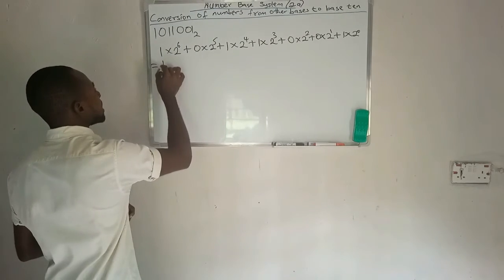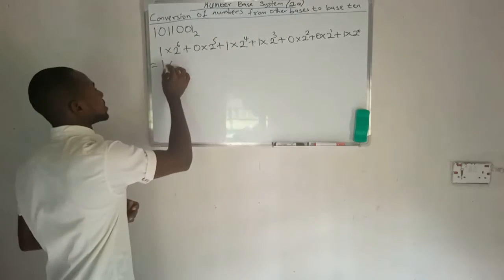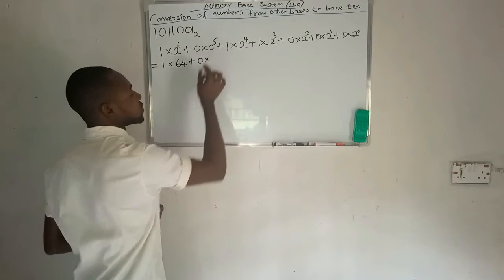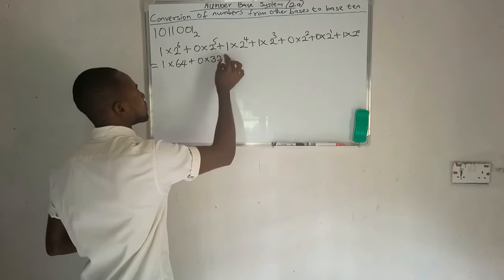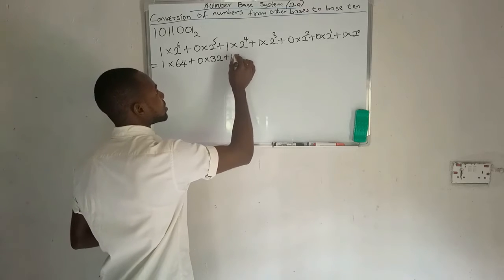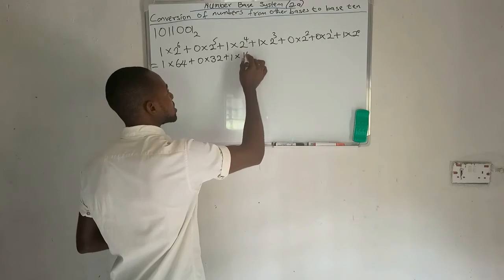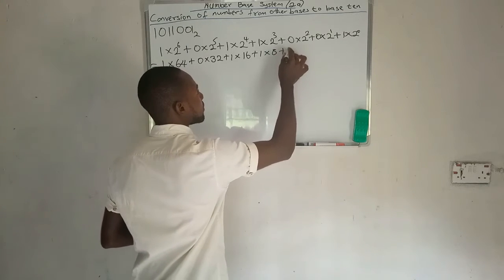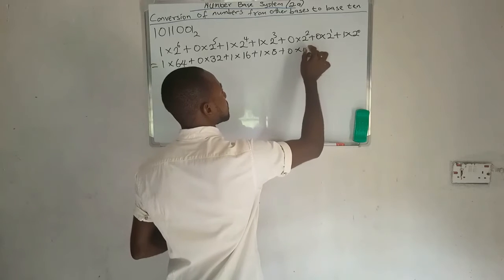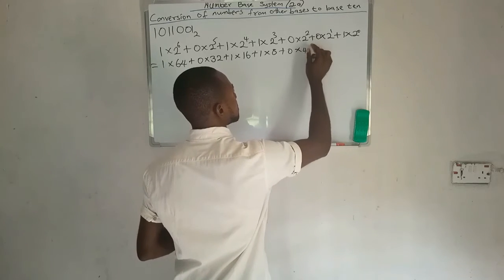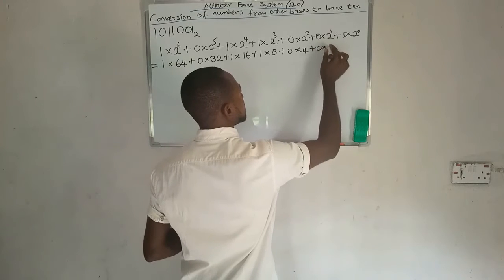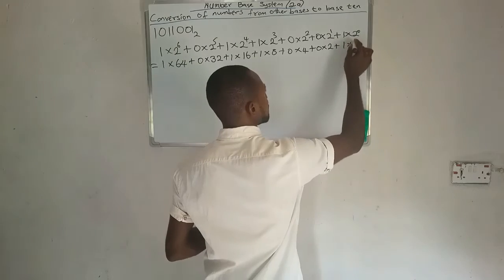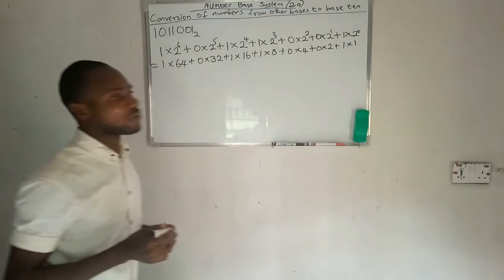So this is 1 times 2 raised to the power of 6, which is 64, plus 0 times 2 raised to the power of 5, which is 32, plus 1 times 2 raised to the power of 4, 16, plus 1 times 8 plus 0 times 4 plus 0 times 2 raised to the power of 1 is 2, then plus 1 times 1, 2 raised to the power of 0, which is 1.